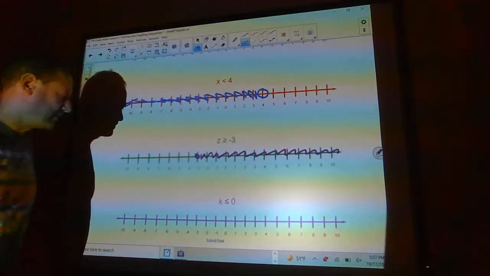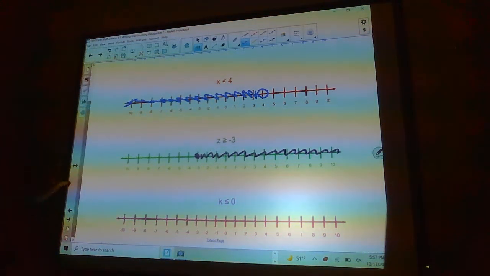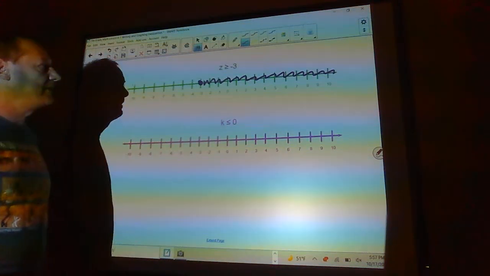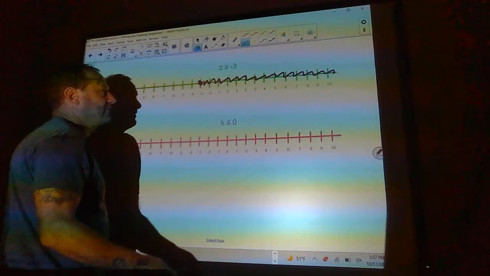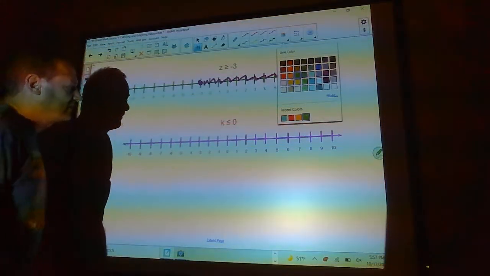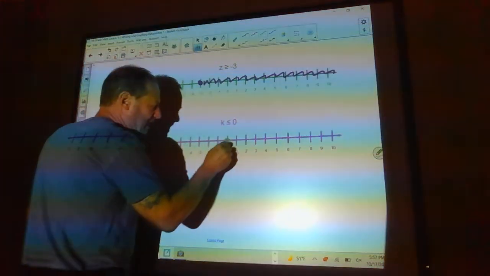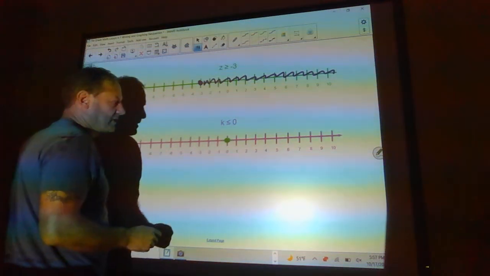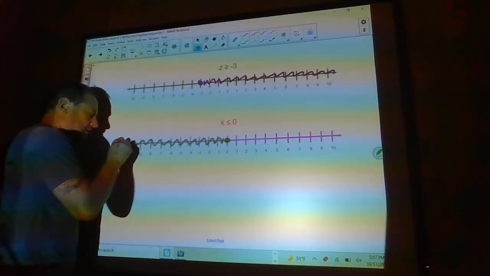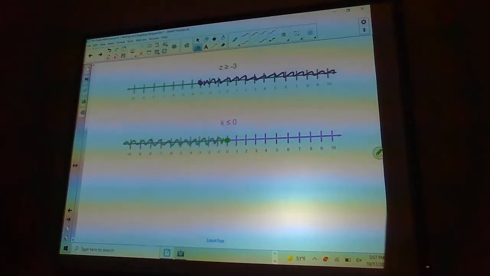Okay, here's the last one for you to do. Graph k is less than or equal to 0. So I'll pause it here and then jump on and see how you did. Okay, so you're going to go to 0. It's going to be a closed dot because 0 is a solution to this. And I'm going to shade this side over here. Okay, there you go.